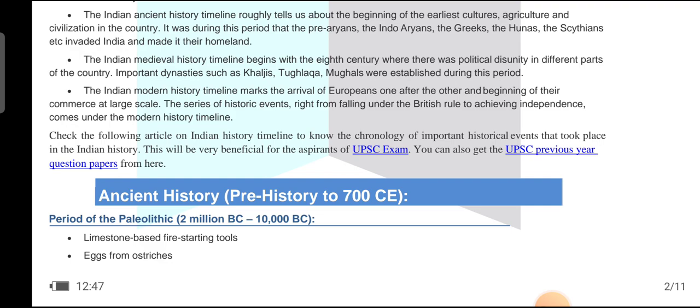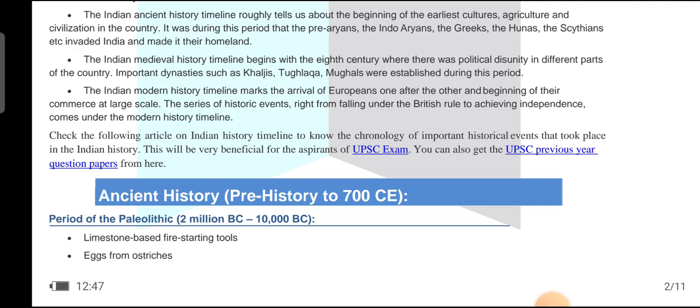Let us talk about medieval. The Indian medieval history timeline begins with the 8th century, where there was political disunity in different parts of the country. Important dynasties such as Khaljis, Tughlaq, Mughals were established during this period. And the next part talks about modern.